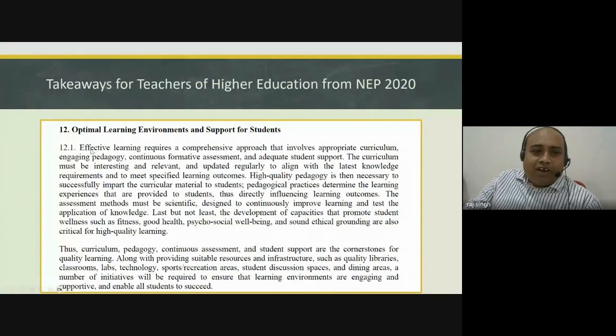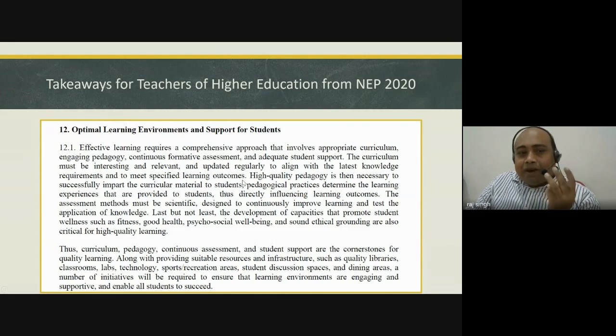12.1 says that effective learning requires a comprehensive approach that involves the appropriate curriculum. So what is curriculum? We must learn engaging pedagogy, continuous formative assessment, and adequate student support. The curriculum must be interesting and relevant and updated regularly to align with the latest knowledge requirements to meet specific learning outcomes. So there are three important things.